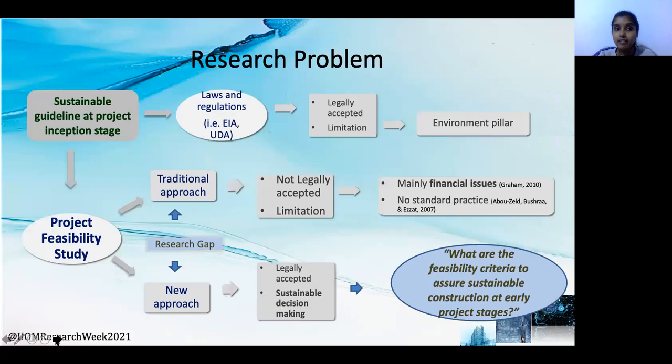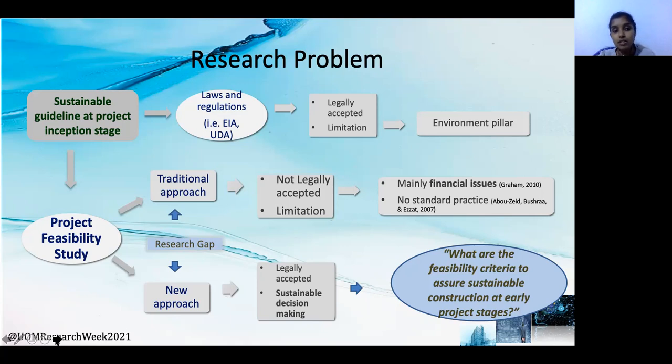There are sustainable guidelines in the project inception stage, which are accepted under the rules and regulations of a country. In Sri Lanka, EIA and UDA are examples. However, although these guidelines are legally accepted, their focus is mainly only towards the environmental pillar when it comes to sustainable development.